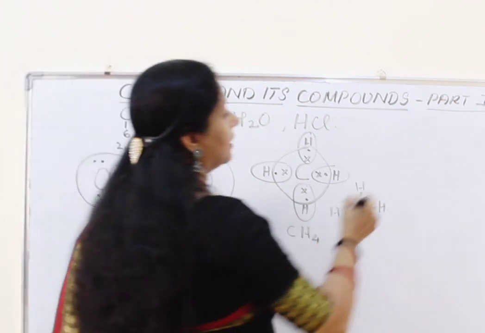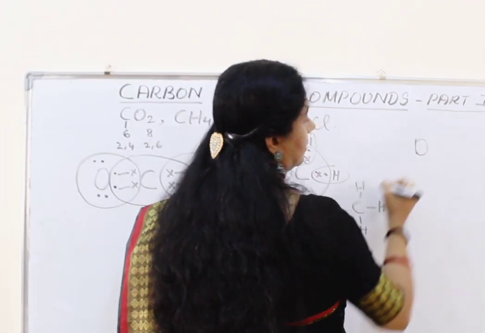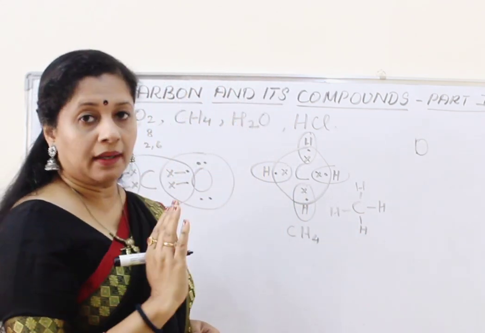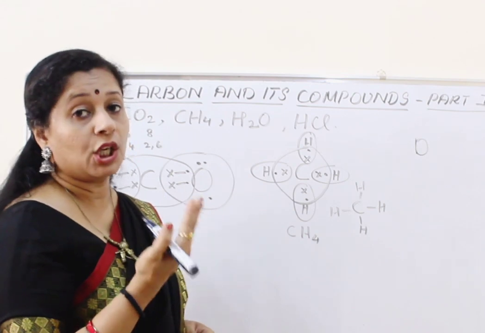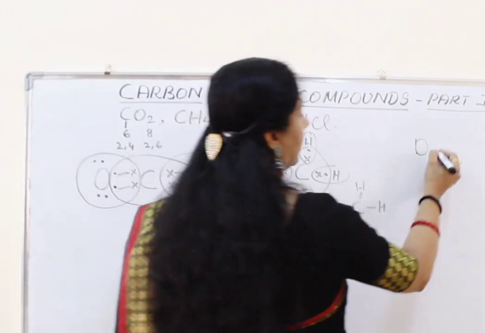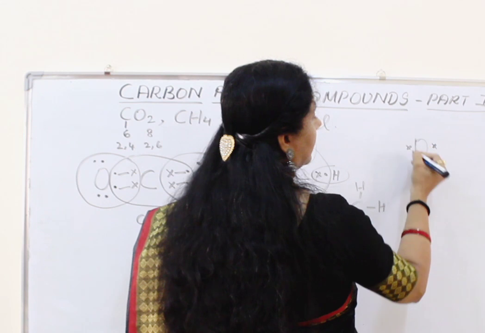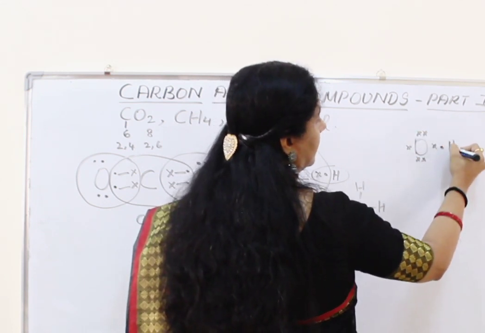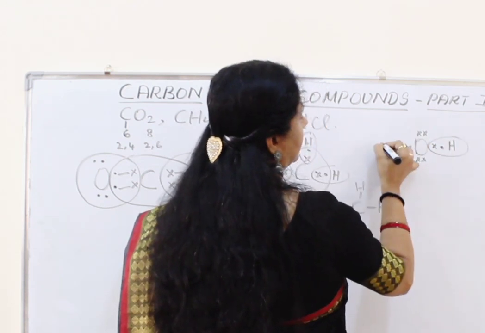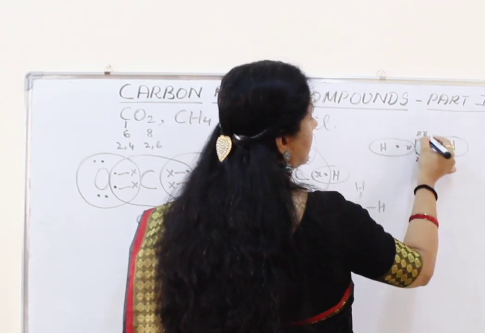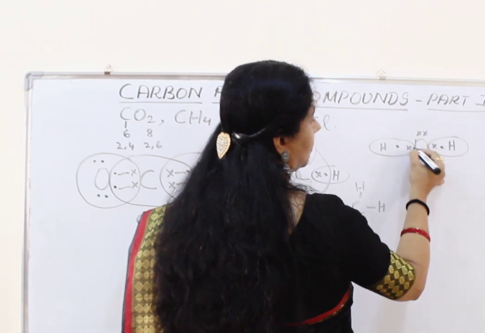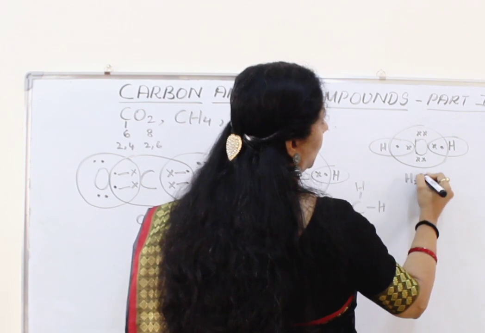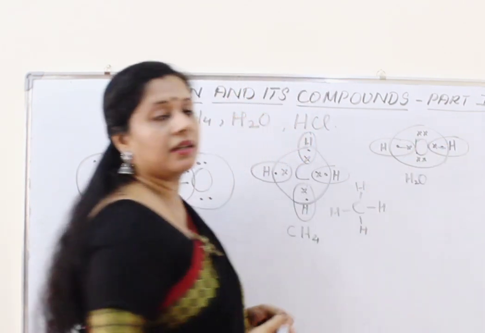Next let us see water. Water, oxygen, okay. How many hydrogen are there? 2 hydrogen, because hydrogen needs only 1, but oxygen needs 2 more. So how to share? Here I am drawing 1 this side, 4, 6. So this hydrogen will take 1, this hydrogen will take 1, and this 4, 2, 4, 6 and 8. So total 8. So H2O, a pair of electrons are shared.